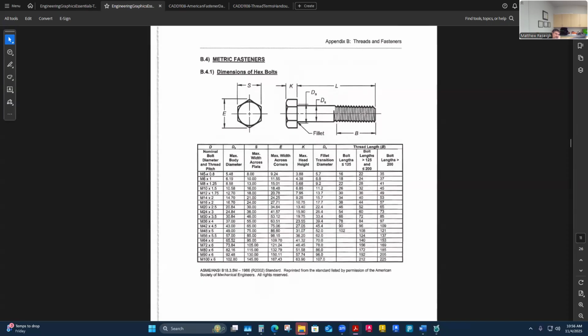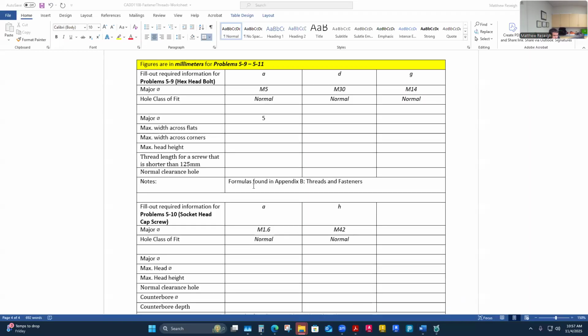We're a 5 millimeter bolt, so we're right here, 5 millimeter screw. Hey, yeah, it doesn't even give me a formula. What I like about the metric charts, they just spit me out the numbers. So I would say the max width across the flats is 8. So I'll fill that out and just poke along.